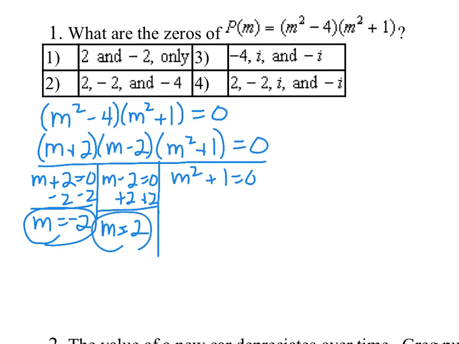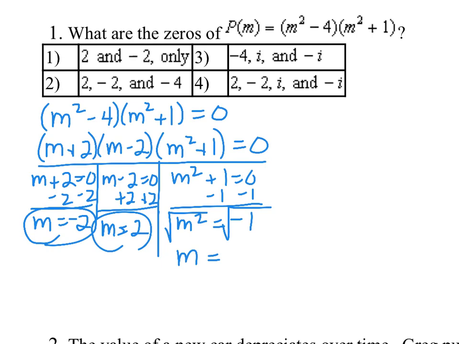Now this last factor here, if I set that equal to 0, I would subtract 1 from both sides, and I would get M squared is equal to -1. So if I want to get M by itself, I would have to take the square root of both sides. But look at what happens when I do that. What I end up having is something that is a negative underneath the radical. So that's an imaginary unit.